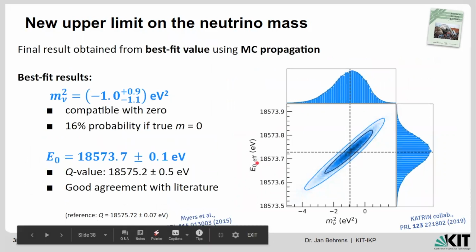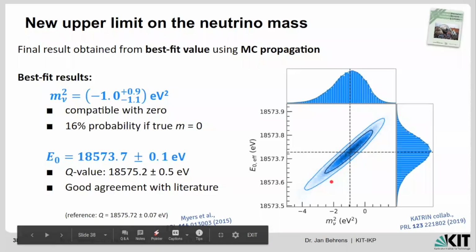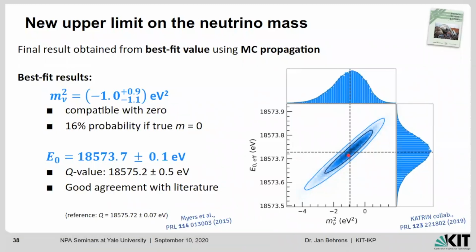And then we come to the new upper limit on the neutrino mass, which is the main result of this first neutrino mass run. We obtain the best fit value using Monte Carlo propagation. And the best fit result for the squared neutrino mass is -1 eV squared with an error of +0.9 and -1.1. So this result is compatible with 0. And we also fit the endpoint, and you can see here, as expected, the neutrino mass and endpoint are correlated, which is normal behavior using the MAC-E filter.